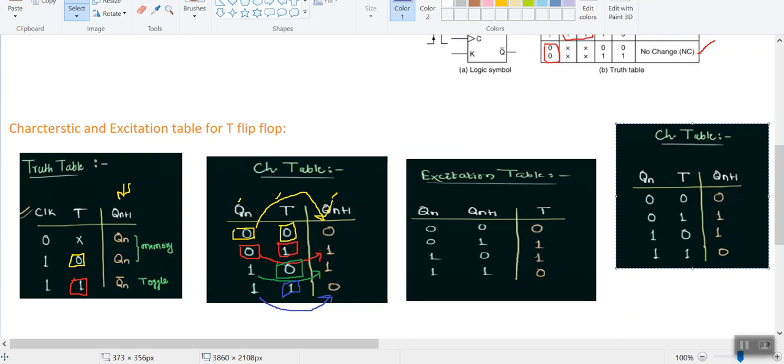Now, Qn and Qn plus 1, when you are having two variables, my first case is 0, 0. When Qn is equal to 0, here in the characteristic table, and Qn plus 1 is also 0, my T is equal to 0. Therefore, I am having my excitation as T is equal to 0. Now, in the second case, I would like to have Qn equal to 0 and Qn plus 1 equal to 1. In the second case, from the characteristic table, I am showing here with green color.